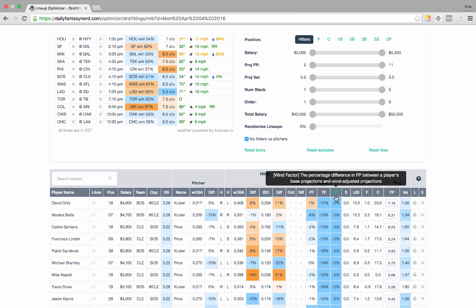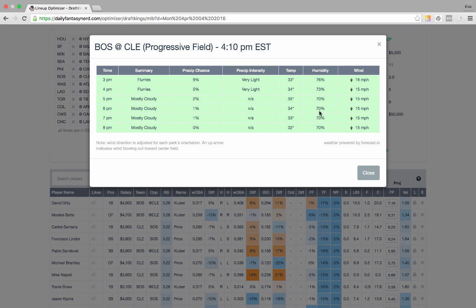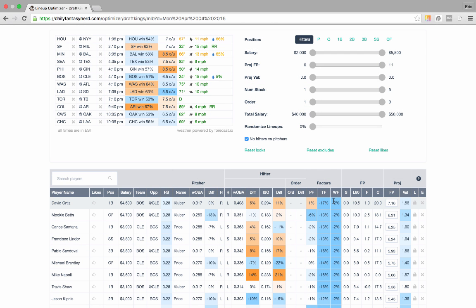Finally, we have wind factor. As we discussed, wind has a considerable impact on home runs being hit and even on hits and runs scored. So if we take a look at Boston and Cleveland, not only is it cold, but the wind is blowing in at 15 miles per hour. If we click in here, you can see that that's pretty consistent. The rain chance goes down, so that's not too big of a concern here. But that's not a favorable condition for players in this game.